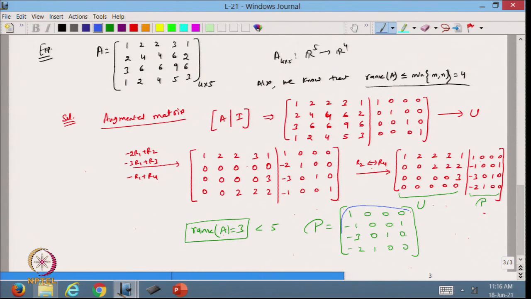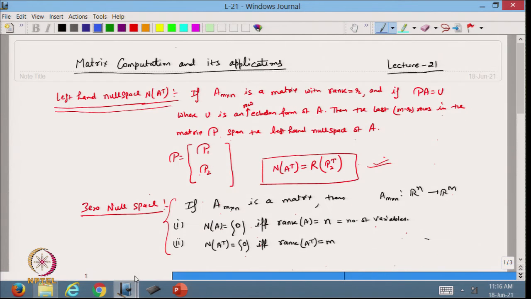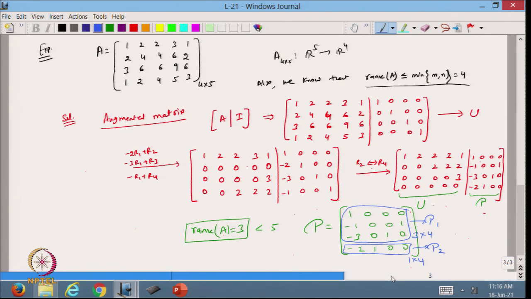So, these first 3 rows make P1. Its dimension, if you see, will be 3 cross 4, okay. And this last row corresponding to the 0 row will be treated as P2, and its dimension is 1 cross 4 and the rank was 3. That is why we generally do not write the dimensions here, because everything depends. So, from here I get the value of P.